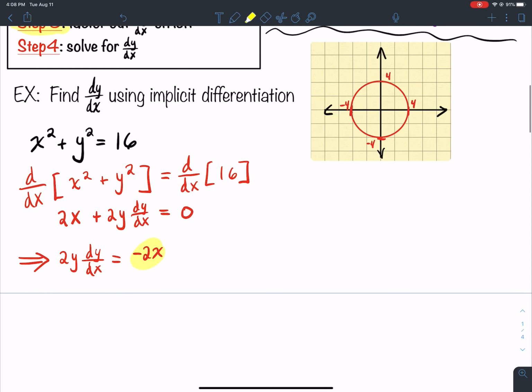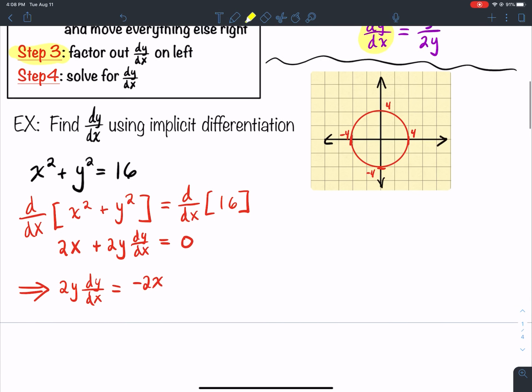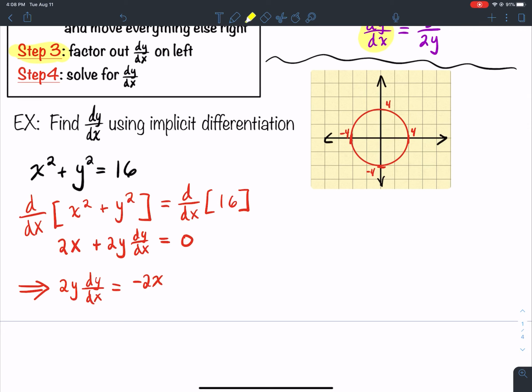Okay? Now, the third step says to factor out dy/dx. Well, dy/dx is already factored here. So the fourth step says solve for dy/dx. Well, to solve for dy/dx, I just divide both sides by 2y. And so if I divide both sides by 2y, I get negative 2x divided by 2y. The 2's cancel, and so that's where the negative x over y comes into play.